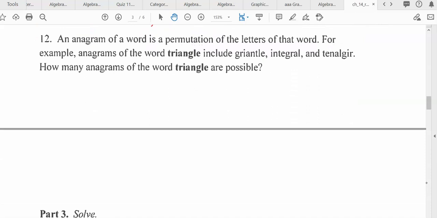Anagram, we talked about that. So here are different anagrams. They don't have to actually spell words, it's just using the letters. Anagram is where you take the letters and just mix them up, right? I don't think Tenelger is a word, but it has all those same letters.